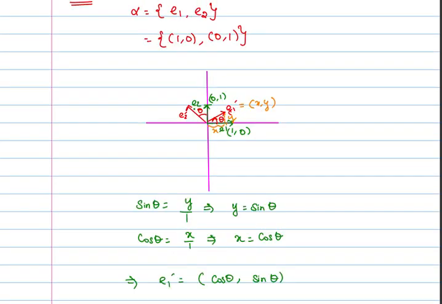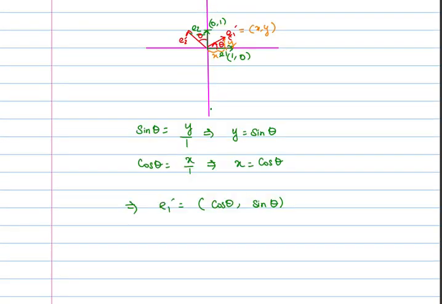Secondly, I want to find E2 prime. Here also I want to make a right angle triangle. This point I will take as (-x, y) because this is the negative direction, that's why, but this length is always x. This length is positive only, so I will take it as y.